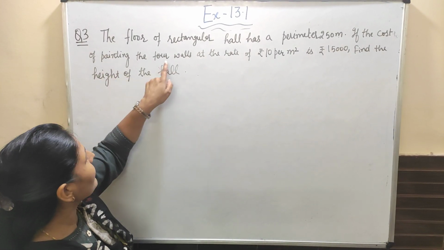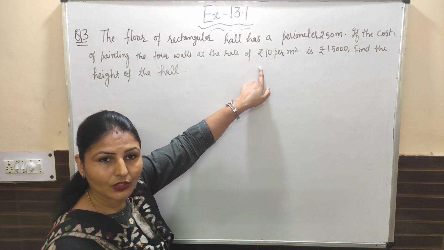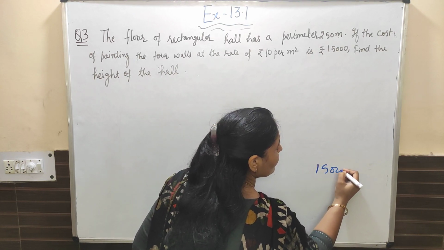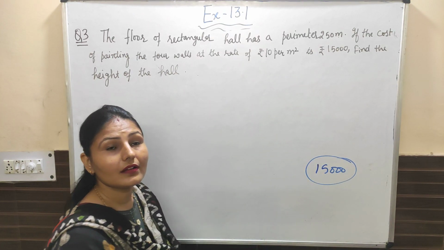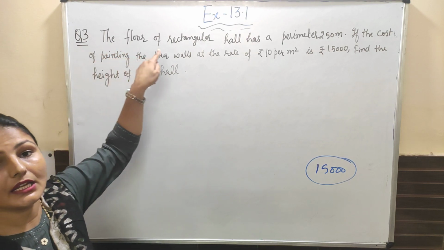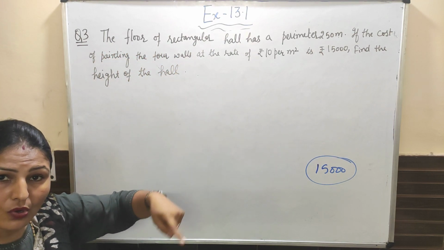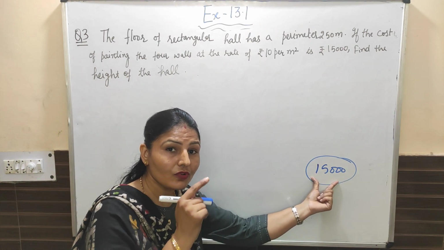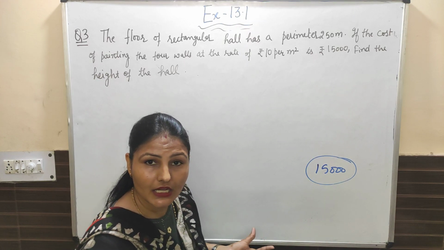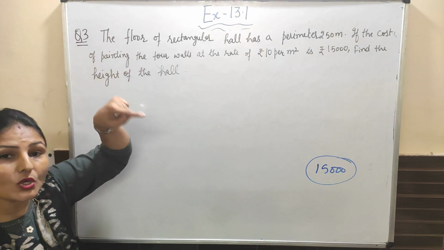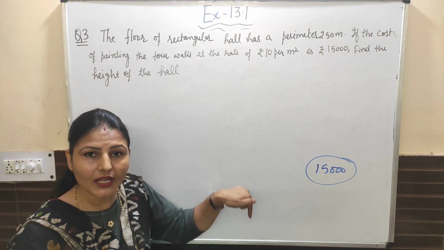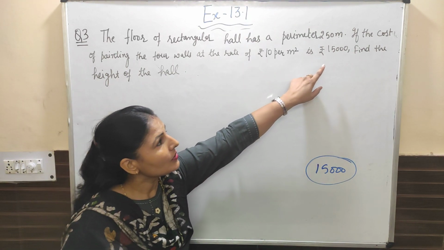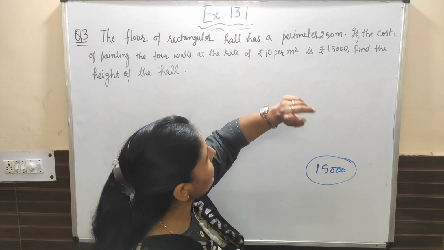If the cost of painting the 4 walls at the rate of rupees 10 per square meter is rupees 15,000. What is given to us? The cost of painting 4 walls, which is 15,000. For this, first we have to calculate the area of 4 walls. Cost is given, area is not given. That we have to find. The rate is given and the total cost is given. We have to calculate the area.